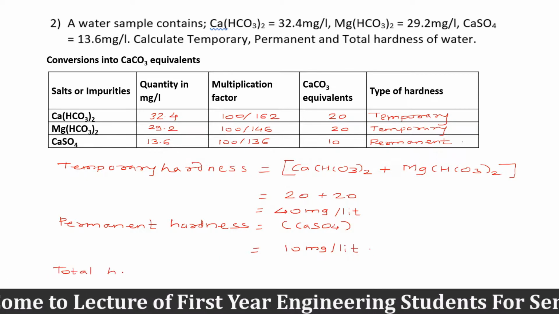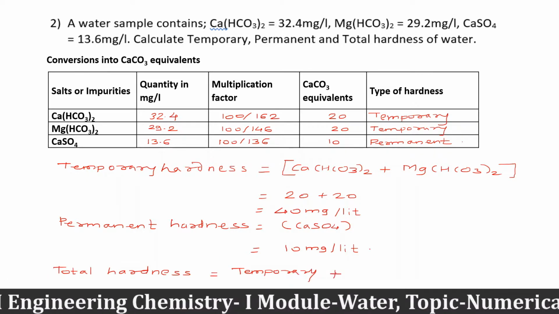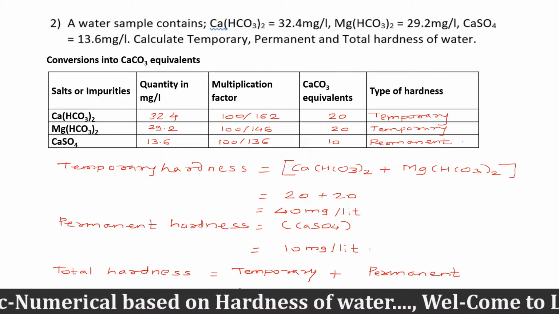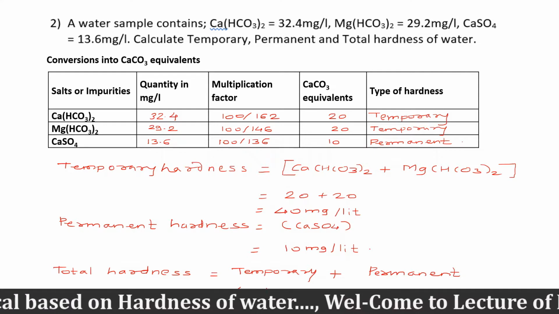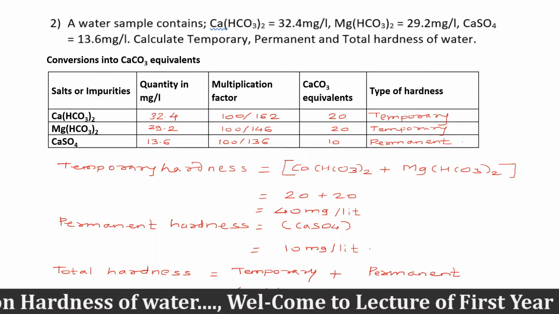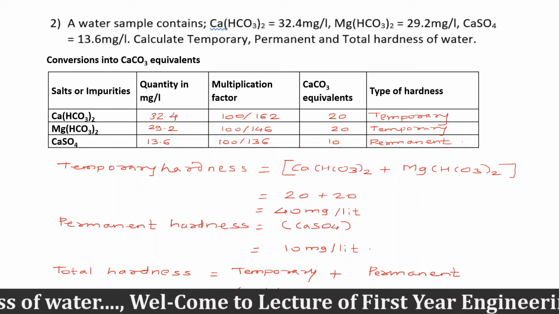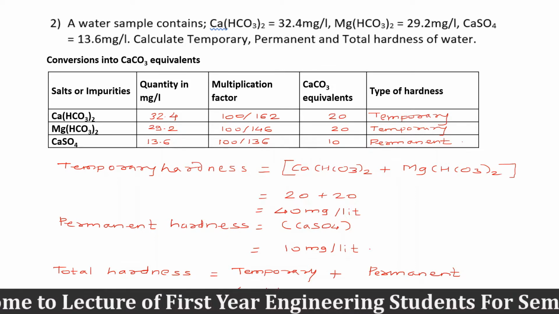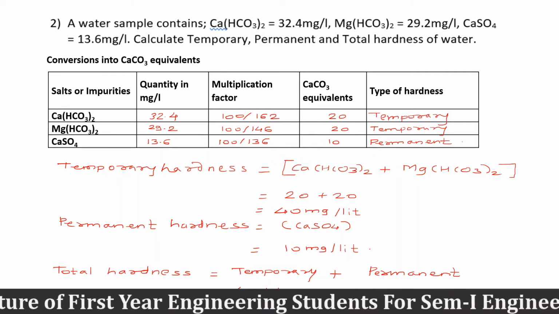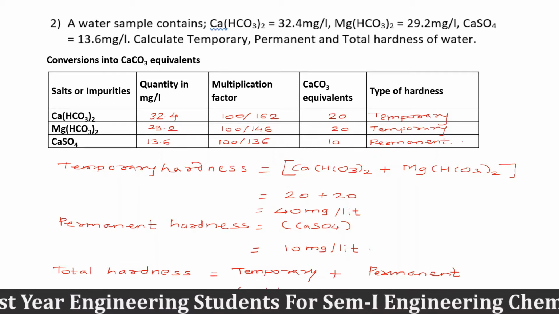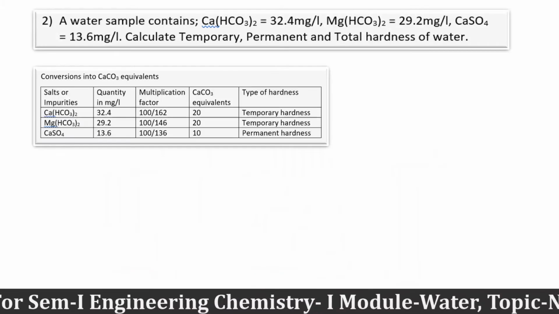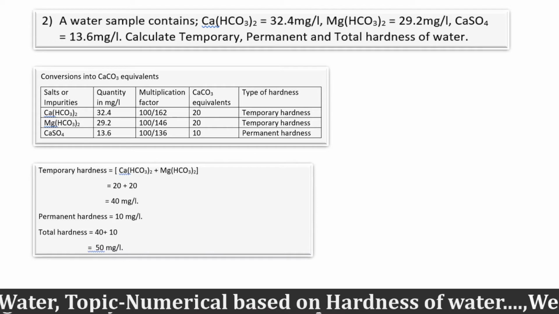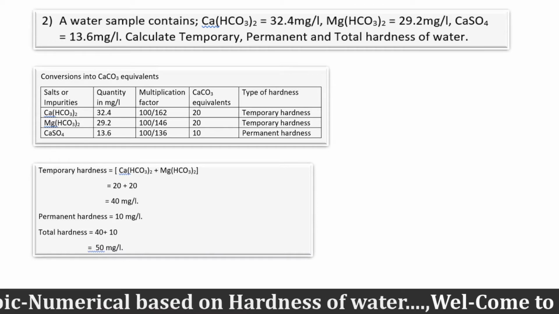And next is total hardness, temporary plus permanent type of hardness. So 40 plus 10, it is 50 milligrams per liter. So that is the second numerical and their answer. So the solution becomes that. So this is our second numerical.